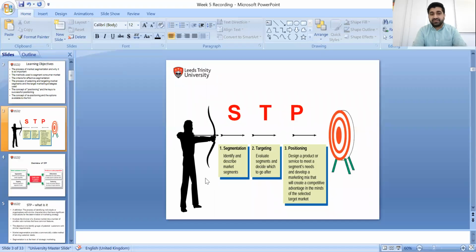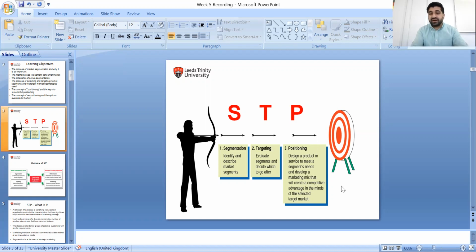Here in the slide we can see segmentation means identifying and describing the market segments. So at this point we need to see which segment we are going to offer a product or service to. Then here we can see T stands for targeting: what age, what group, and which part of the segment we are going to target and offer our product or service to. And number 3 is positioning.